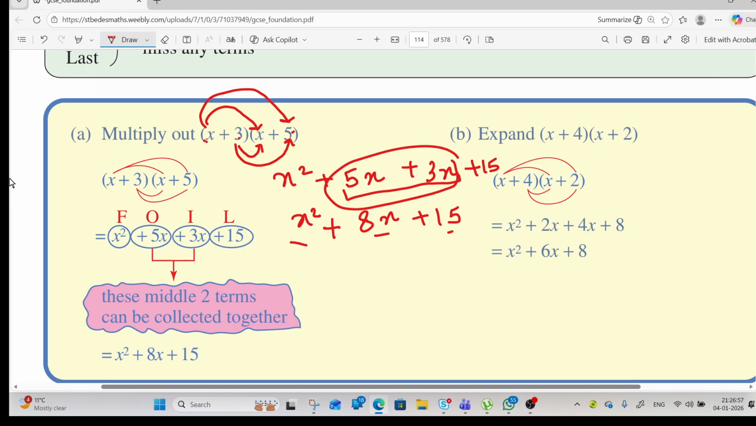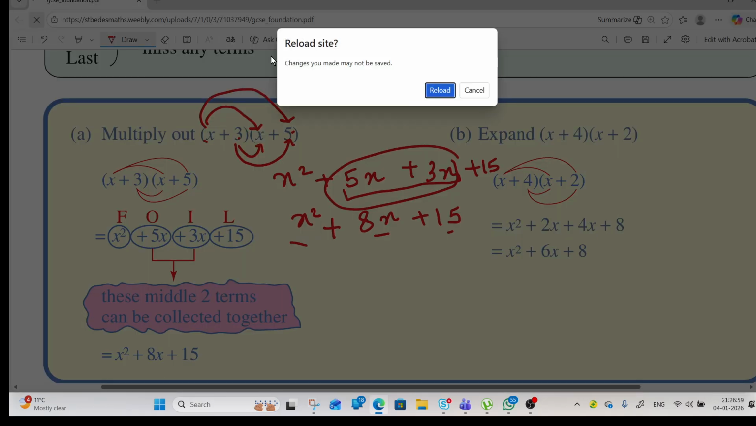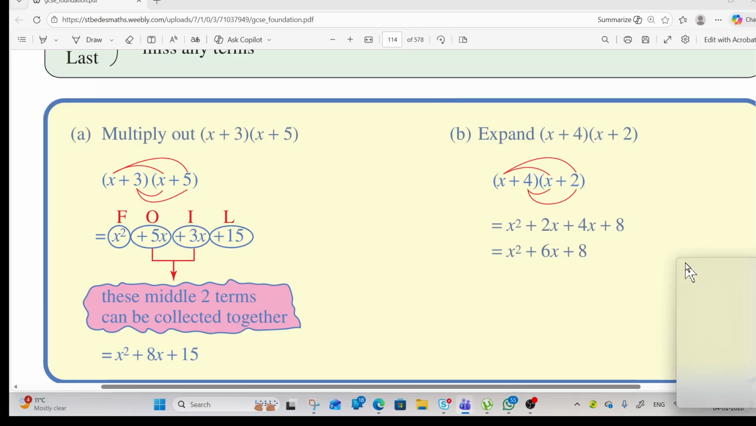Let me give you one more example. Can I go to the bathroom? Okay. Yes, you can go.